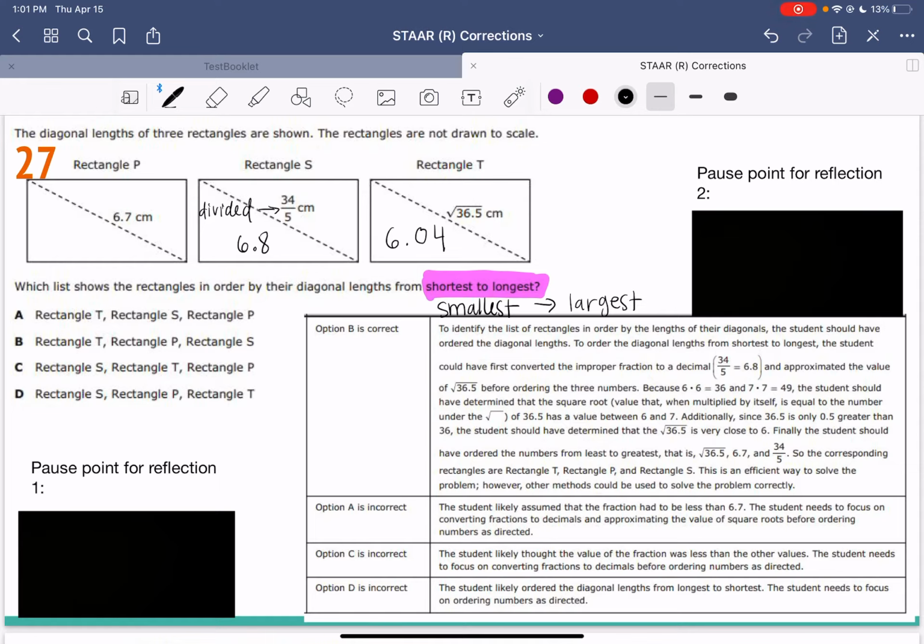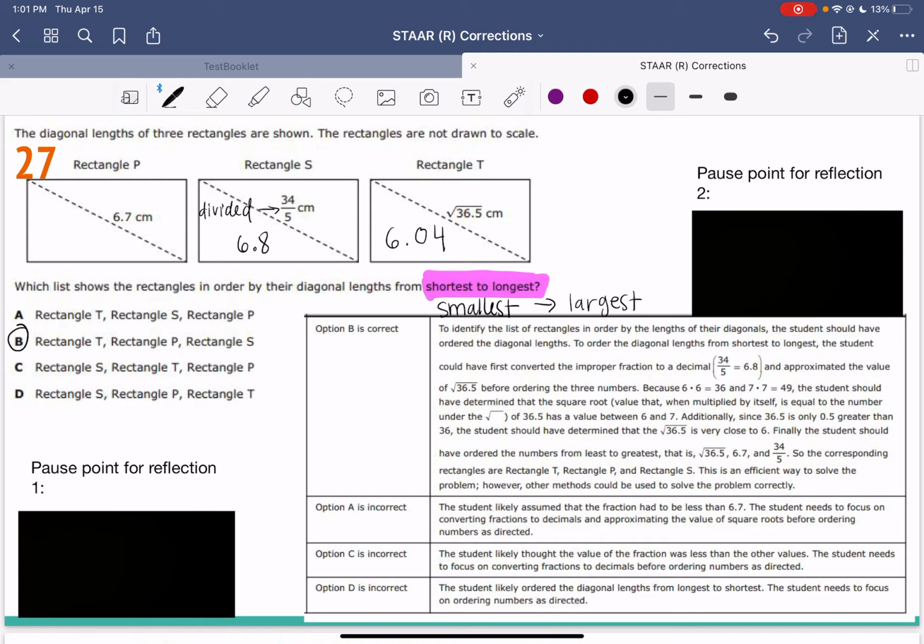So when we put these in order, we can see that rectangle T is the shortest, the smallest number. And then next we have rectangle P. And then last we have S. So we had T, P, S, which is answer choice B.